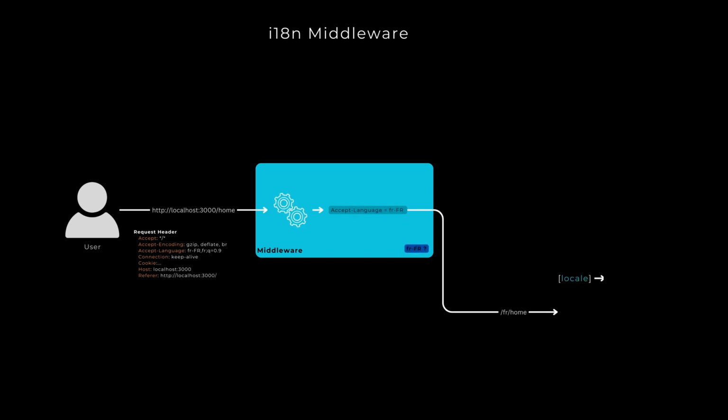As we discussed in a previous video on internationalization, we created a folder named locale enclosed in brackets, which means it's dynamic and it can accept variables. This allows you to load the appropriate content based on the chosen language. This middleware detects the client's language preference and redirects them to the correct localized path.